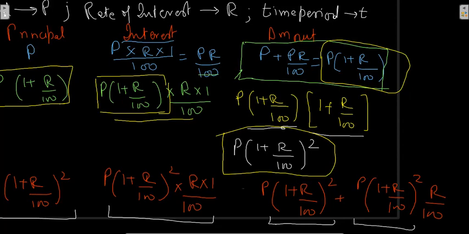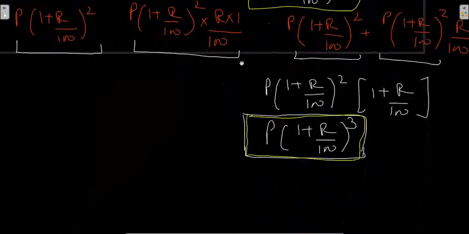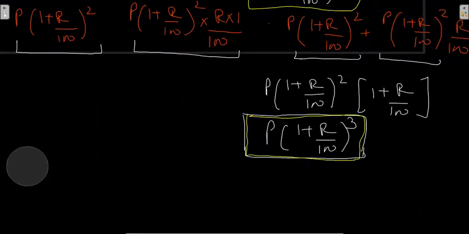P into 1 plus R of 100 is common in all the three. The only thing is that the power of 1 plus R of 100 is changing. So when the time period is 1, the power is 1. The time period is 2, the power is 2. When the time period is 3, the power is 3. So we can continue for n number of years, but instead of that, let us generalize it here and write it. So compound interest, mind you, it's not the amount, it's the amount.